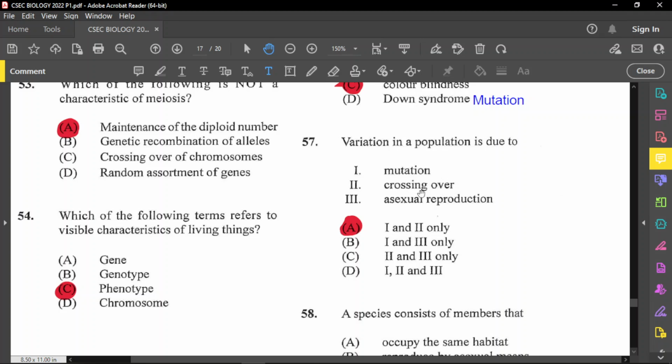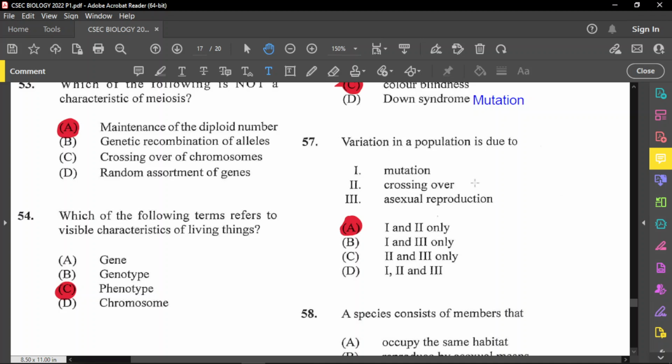All right, so for this 57, is a variation in population due to what? Mutation, crossing over, and crossing over is when we're producing gametes. All right, and so this takes place in our prophase. And so mutation could cause changes, so definitely, and crossing over, definitely, that's what will cause the exchange of genetic materials from chromosome to chromosome. All right, especially what we call tetrads.